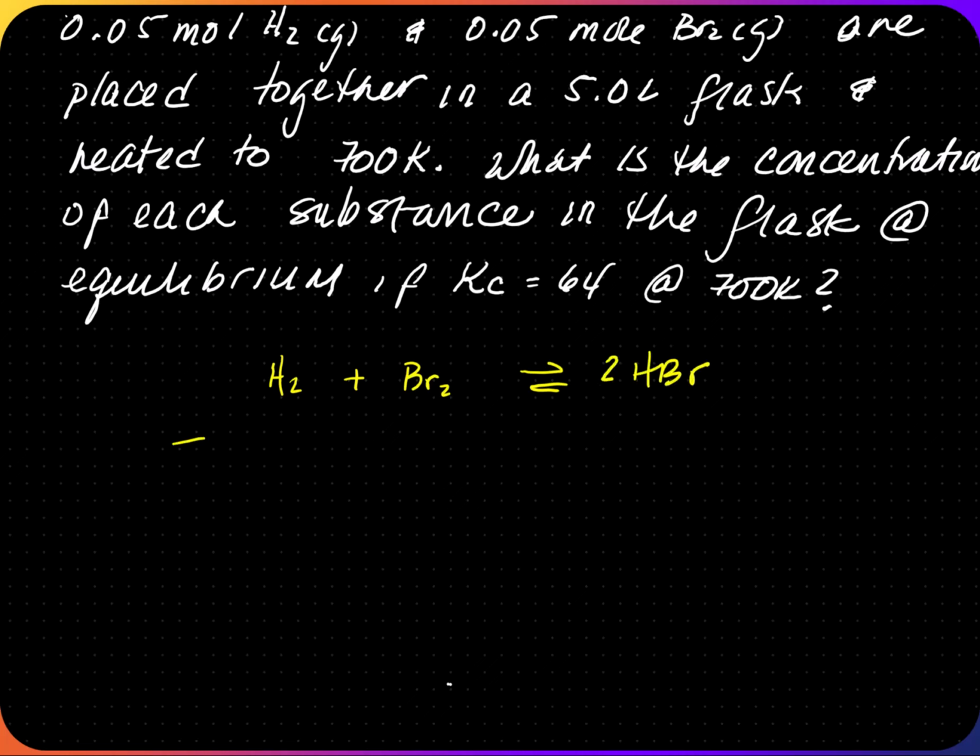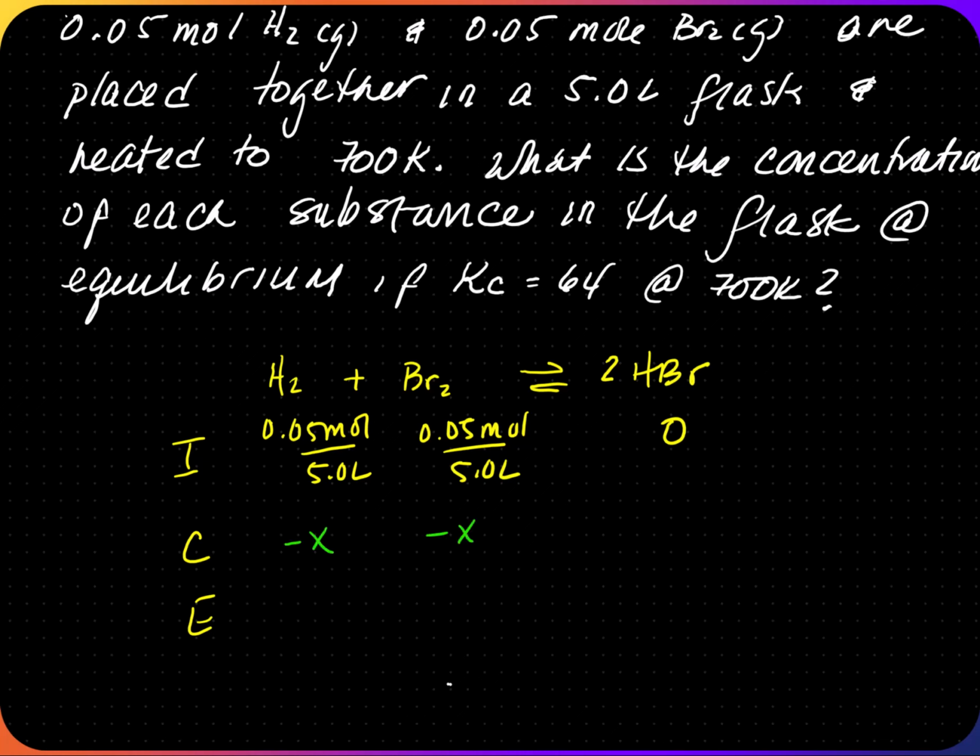H2 plus Br2, both in gas state, will produce hydrobromic acid, and there's going to be 2 of them to balance it. My ICE table: we need to find the concentration of H2. It's going to be 0.05 moles over 5.0 liters. Same thing with Br2, 0.05 moles over 5.0 liters. And I have no hydrobromic acid. The change is going to be 1 to 1 to 2, so it's going to be minus x, minus x, plus 2x for HBr. Equilibrium, I and C added together, so that's going to be 0.01 minus x, 0.01 minus x, and 2x. So we need to solve for x to find the concentrations at equilibrium.